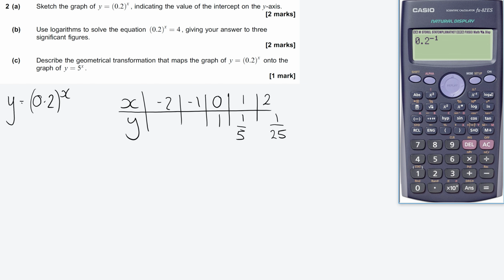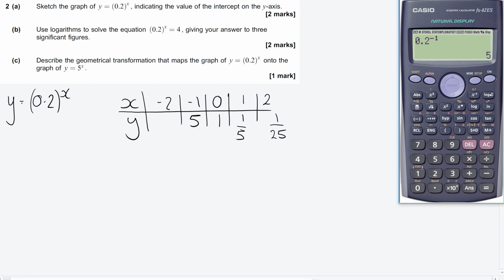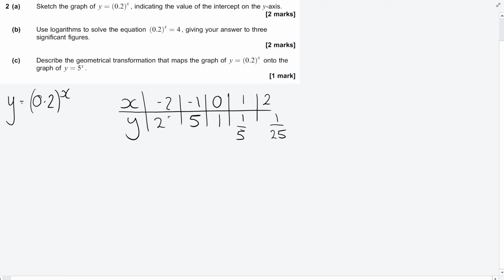So now if we put -1 in, we get 5. And if we put -2 in, and some people might be there ahead of me already, but if you put -2 in, we're going to get 25. So what's this graph going to look like? Because we're being asked to sketch it. Where does it intercept on the y-axis? So on the y-axis, that's when x is 0. So we can see that we've got that piece of information.